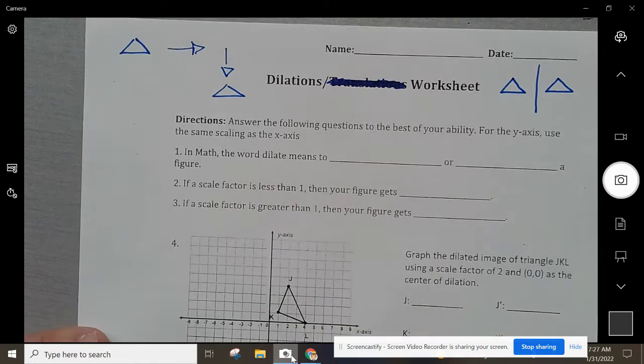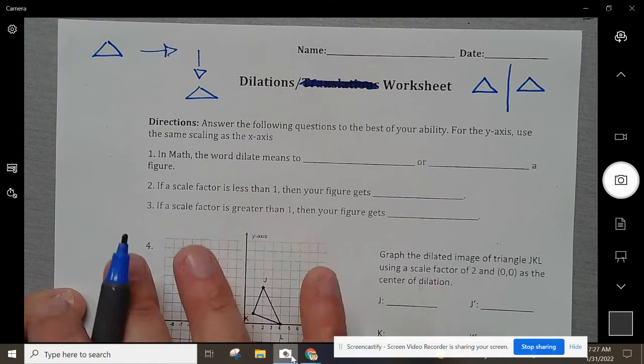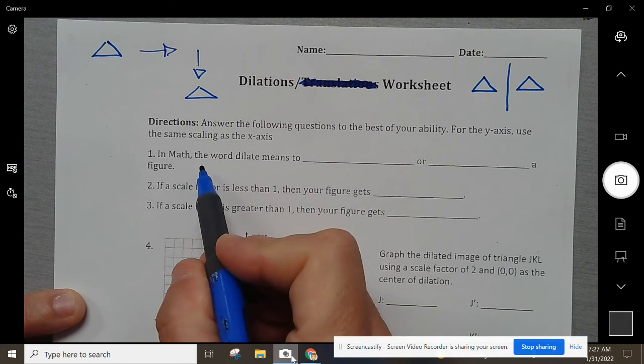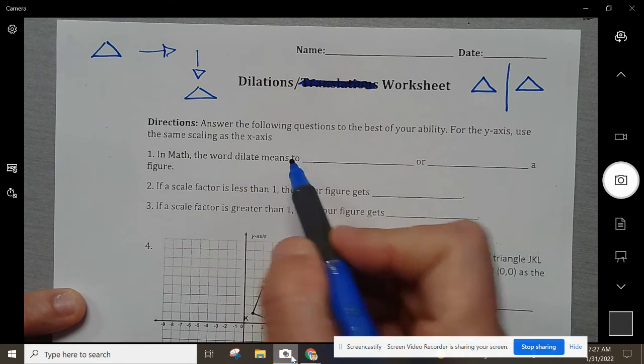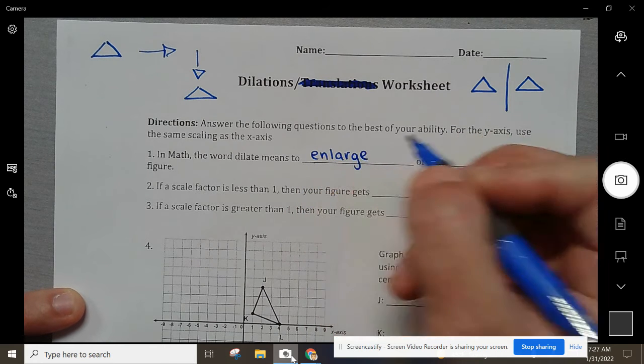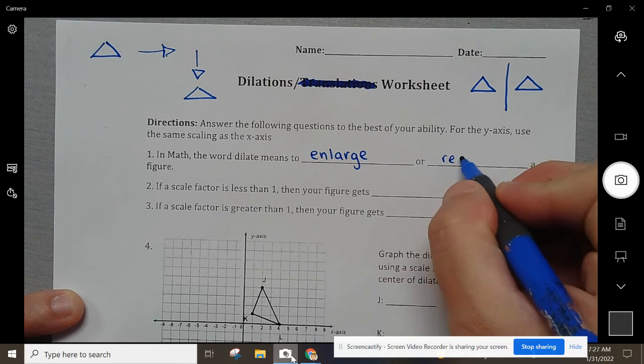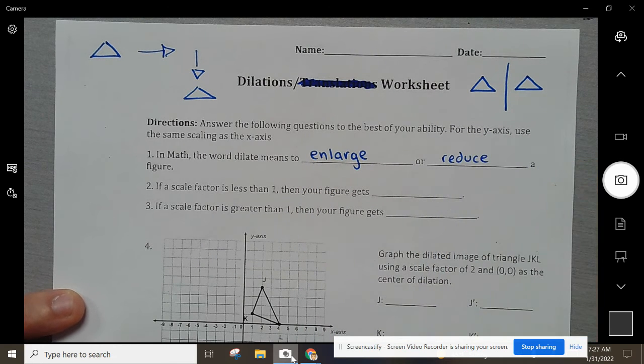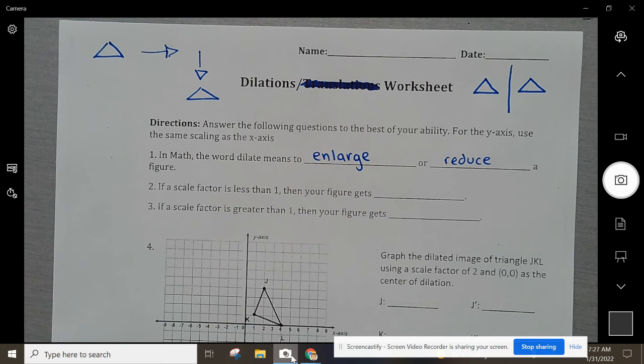So a dilation is actually, let's go ahead and fill this out a little bit. In math, the word dilate means to enlarge or reduce a figure. And let me just give you an example.